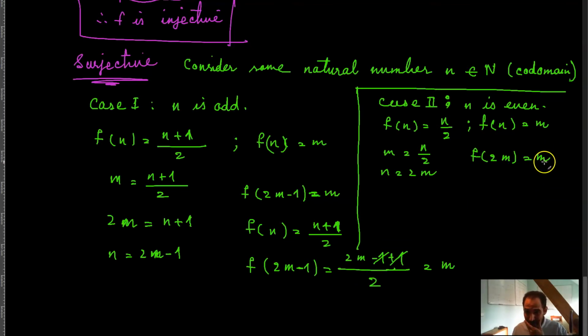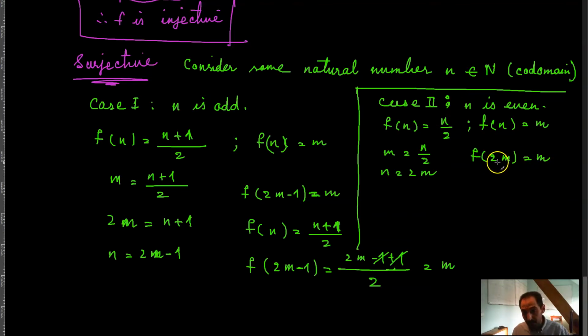And so that means that for every output of the function, for every output m, there is some 2m which is mapped to that m, or that every m is the image of some 2m in the domain of the function, right?